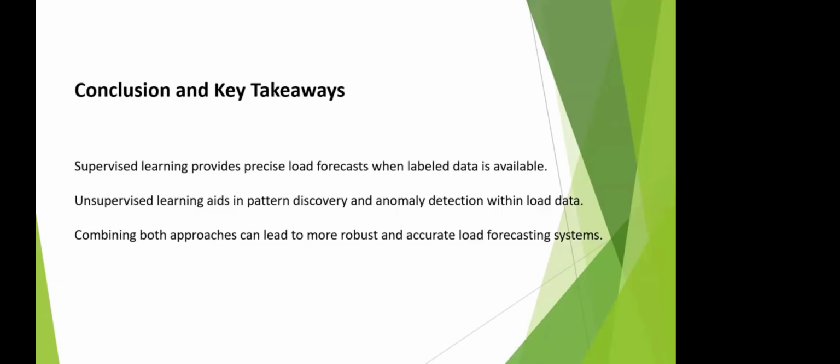Combining these approaches can make a more robust system. For instance, using clustering to identify distinct demand profiles before training specialized models for each cluster. So combining both approaches can lead to more robust and accurate load forecasting systems. As the field evolves, we need to embrace hybrid models, real-time data, and domain expertise, which will be the key to addressing the challenges and unlocking new opportunities in grid management and energy planning. So this is the conclusion.